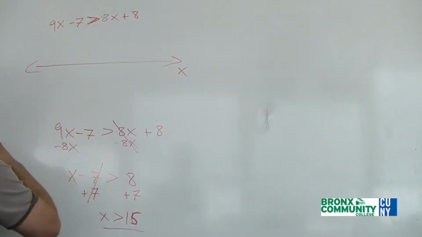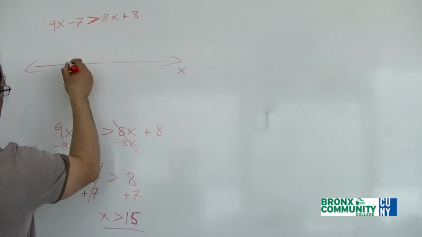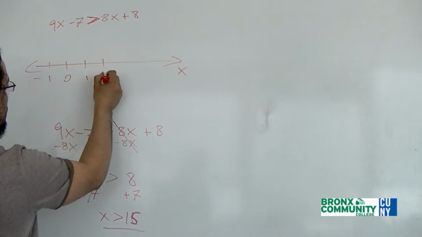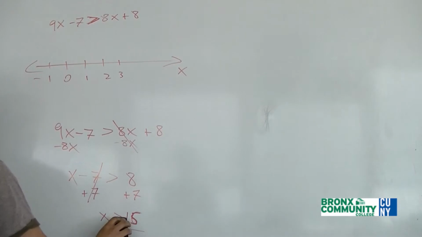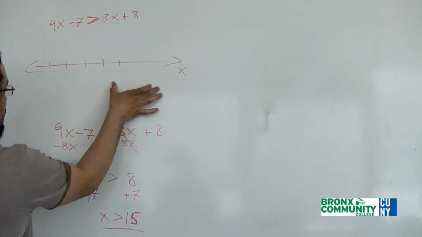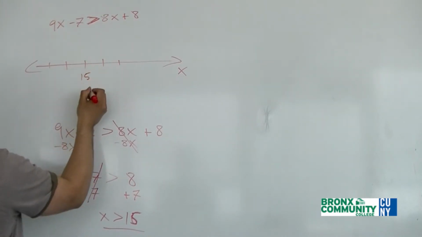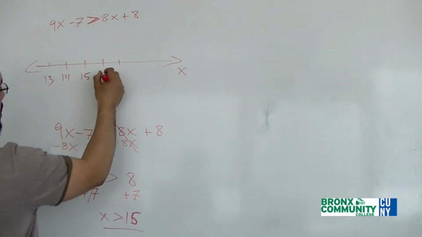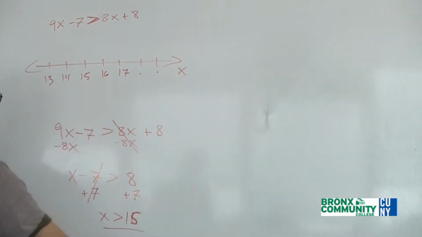So now to graph it. Remember, when you graph, you don't have to put your 0 right in the middle. You can put your 0 out here, and that'll be on -1, 1, 2, 3, whatever. But in this case, our x is greater than 15, so we want to make it so that 15 is somewhere around here. You put maybe 15 here, 14 here, 13 here, just to show something before it, and then some after, and so forth.